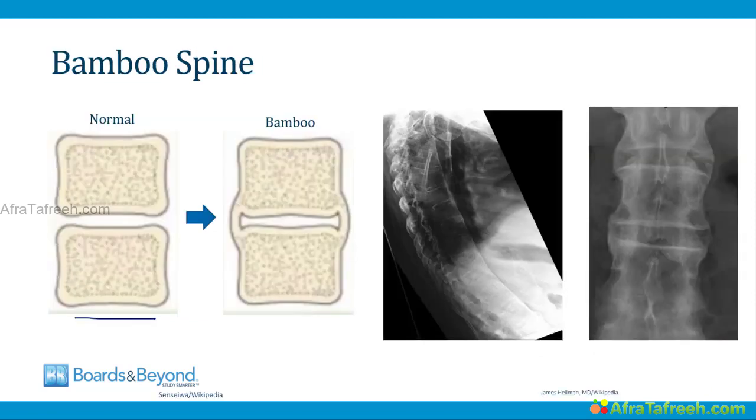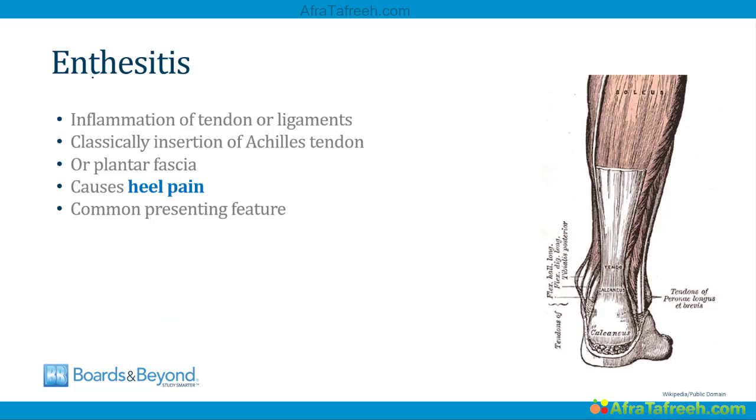So this is a cartoon of what a normal spine should look like, and this is what a bamboo spine looks like. It has calcium deposition here along the edges of the joint space. And if you look at these X-ray images on the slide, you can see the joint space here has this white line along it. That's evidence of a bamboo spine. You can also see this straight line here down the spine, further evidence of the bamboo spine, a classic X-ray finding in ankylosing spondylitis. As I mentioned earlier, ankylosing spondylitis can lead to enthesitis, which is inflammation of tendons or ligaments.